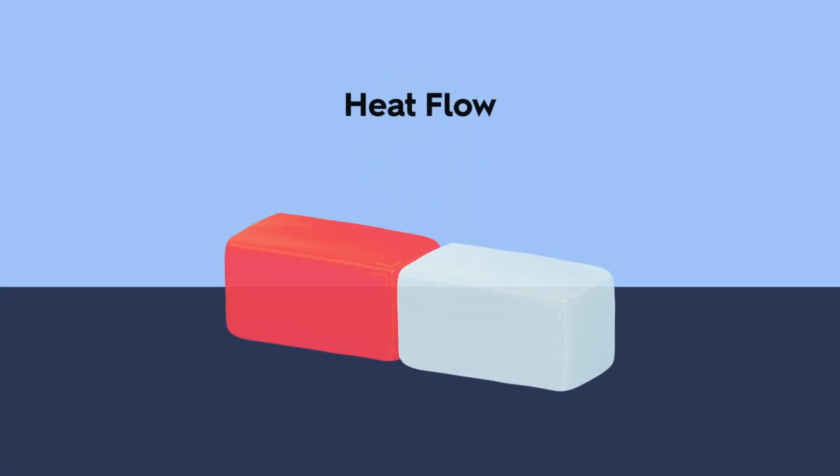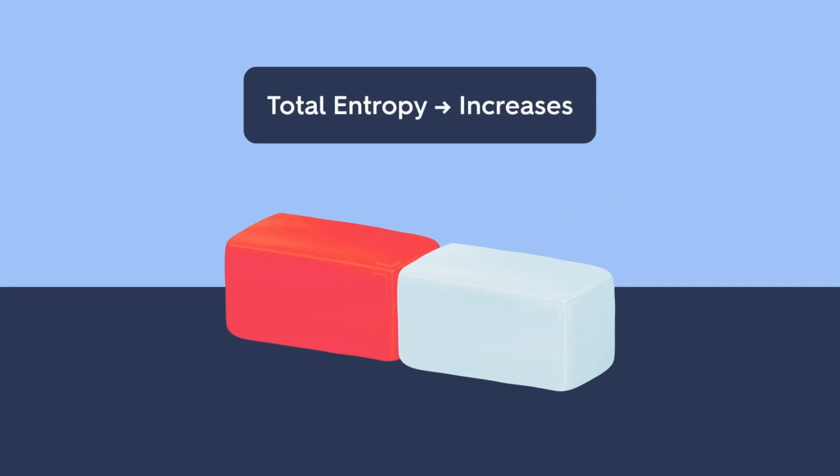Now transfer the idea to heat flow. If a hot block touches a cold block, energy moves from hot to cold. The hot block loses entropy, but the cold block gains more entropy than the hot block loses. So the total entropy of the combined system increases.